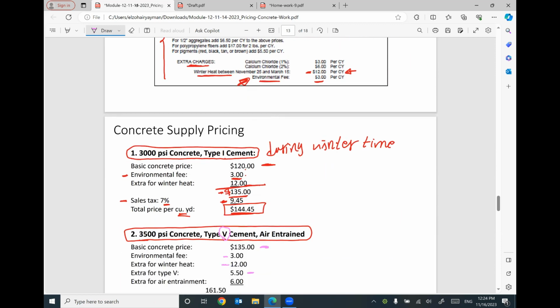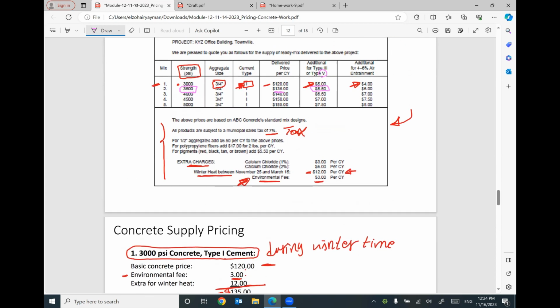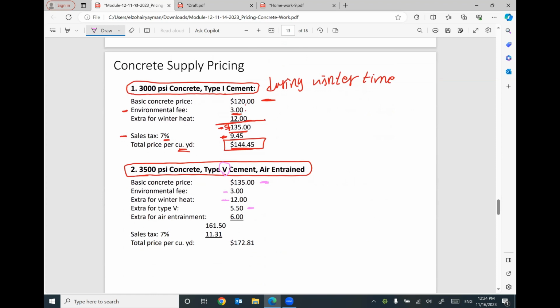Extra cost to change the type of cement, because you will add air entrainment. For this concrete mix, I need to add extra cost, $6 for the air entrainment. So the total cost, if you add all of them together, will give you $161.5. We have 7% tax, so I have to multiply this amount by 7%, which gives you 11.31.